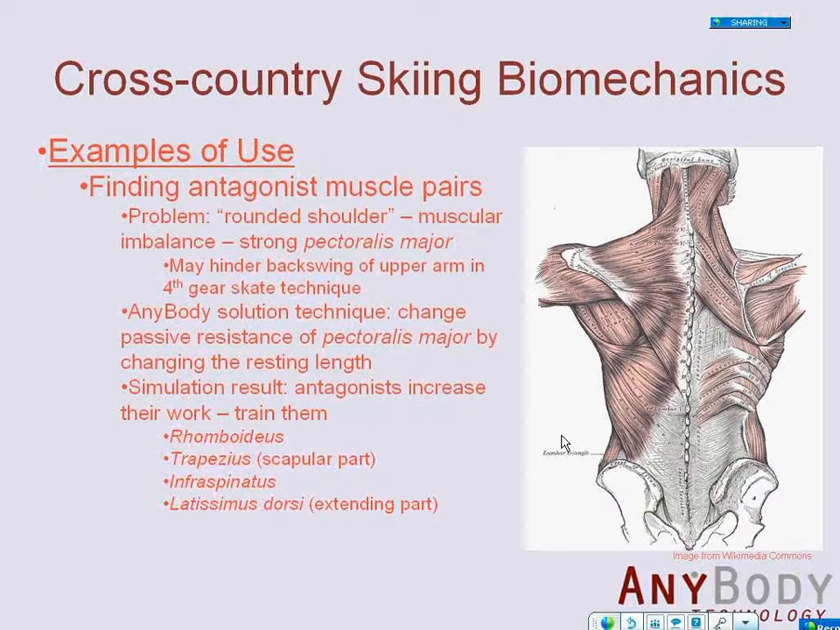I hope you can see the marker here from my mouse. Rhomboids are located here. Trapezius, big muscle, and it's the scapular part that are the antagonists. Infraspinatus, the marking is here, yes, and this muscle, and then the extending part of the latissimus dorsi, this muscle here.